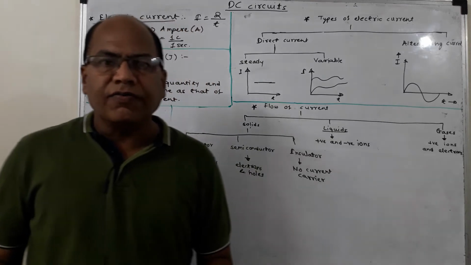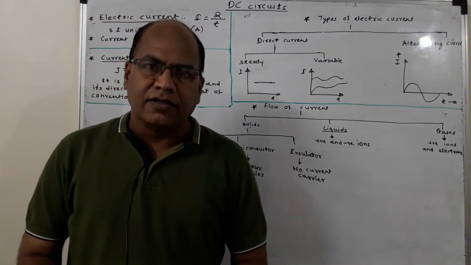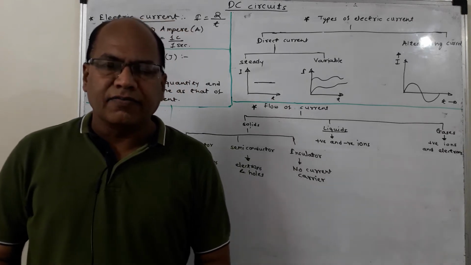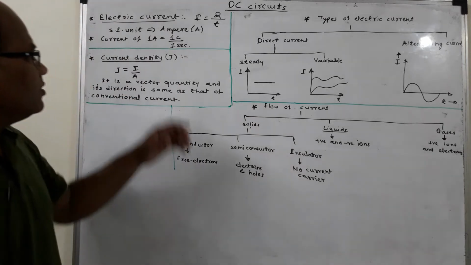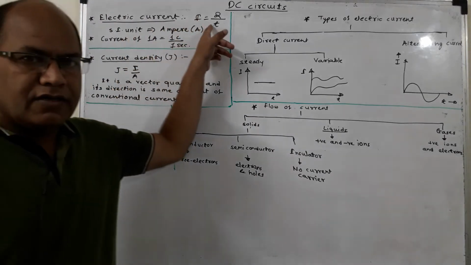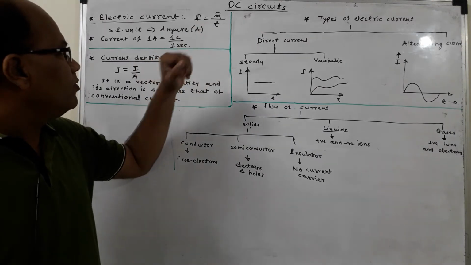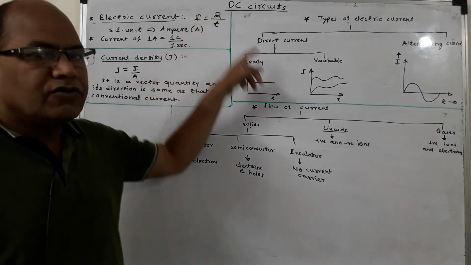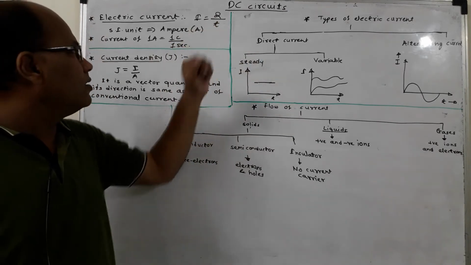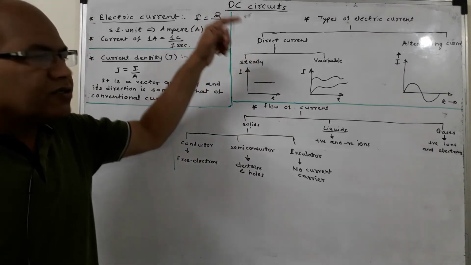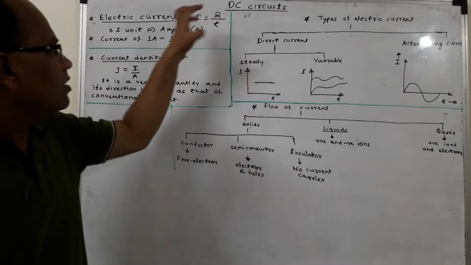Now the flow of an electric charge constitutes an electric current. So flow of the charge is called an electric current. Now it is denoted by the letter I, and the formula which can be used for it is I is equal to Q divided by T, where Q is the charge in coulomb, T is the time. So if charge Q is in coulombs, T is in seconds, then we get the current in ampere.